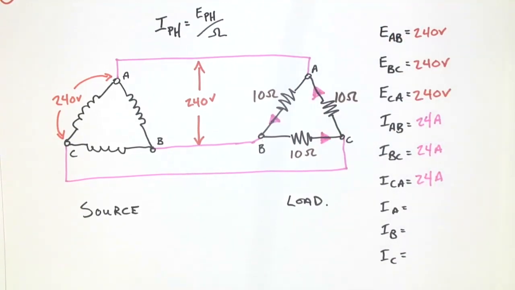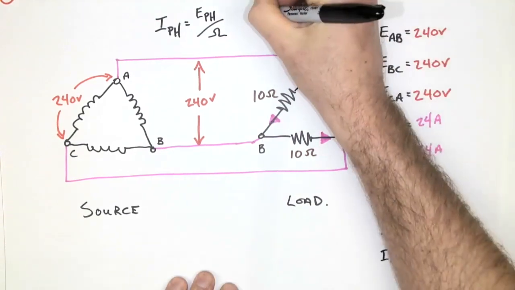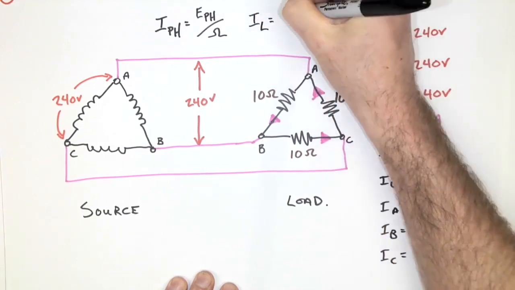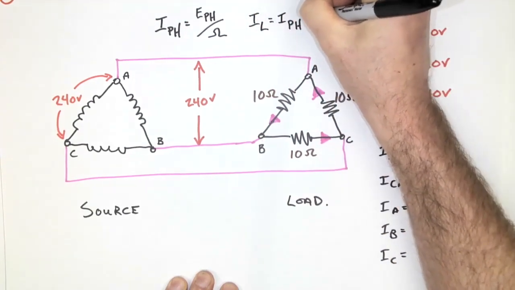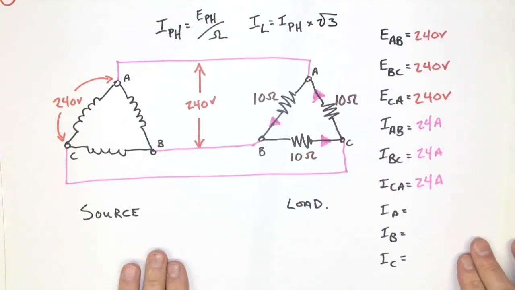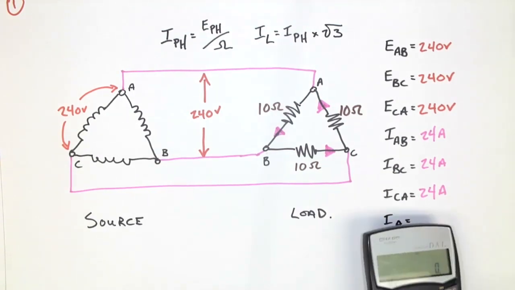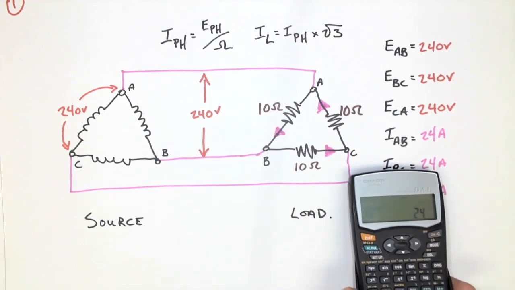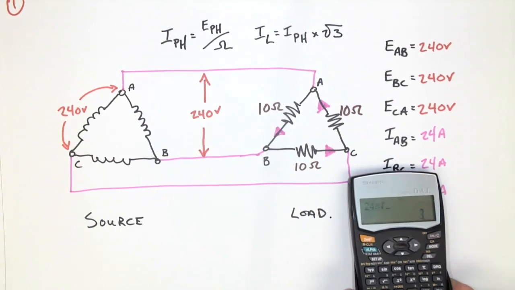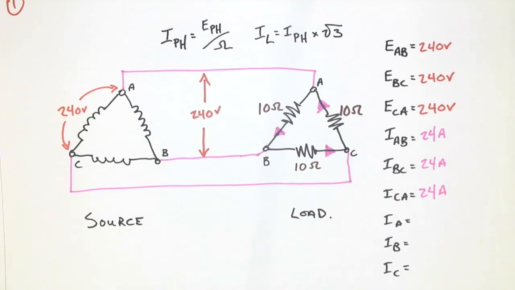All right, so the last item we're going to calculate on this delta system will be the line current. And we know in a delta system, I line is equal to I phase times root 3. Now, because this is a balanced system, we are able to apply this formula to this particular current value. So I phase times root 3 means we're going to take our 24 amps and multiply it by root 3. 41.56 amps.